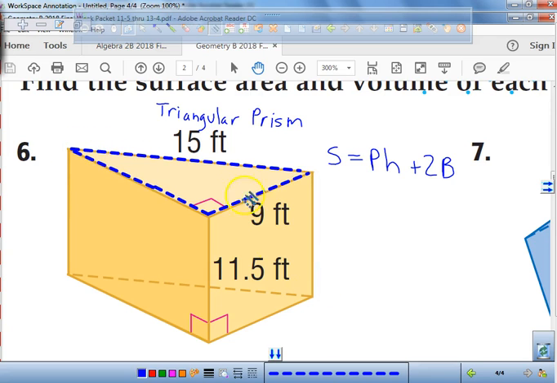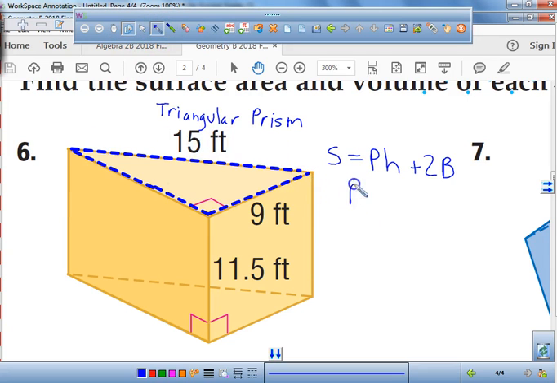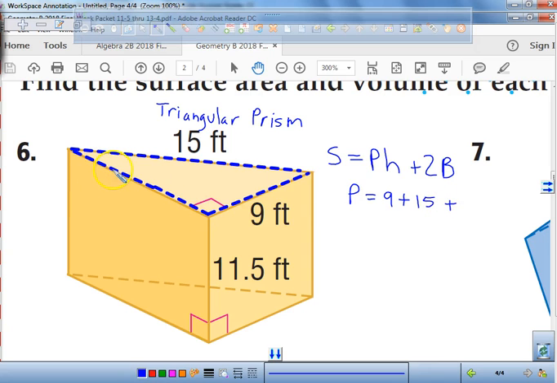All right. So right there, that's the perimeter of the base. So what do we have to solve for? P. Now we have a 9. We have a 15. We just need to know the length of this side. Now, what do you think? Pythagorean theorem. But we already have the hypotenuse. So we have to do 15 squared minus 9 squared and take the square root.